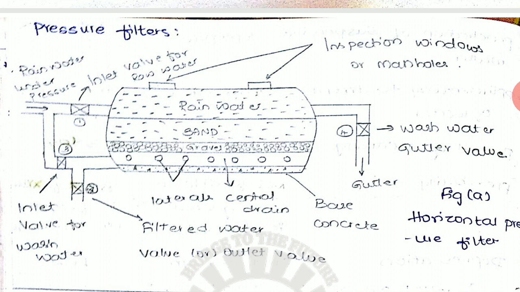at valves number 3 and 4. The inlet valve is number 1 and the outlet valve is number 2. Valves number 3 and 4 are provided for washing the water.